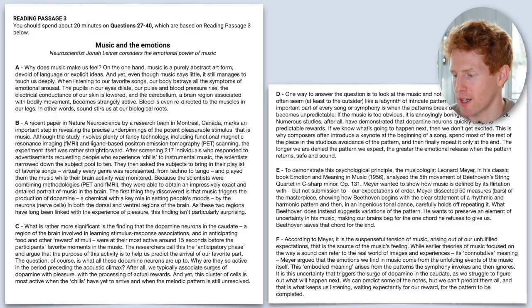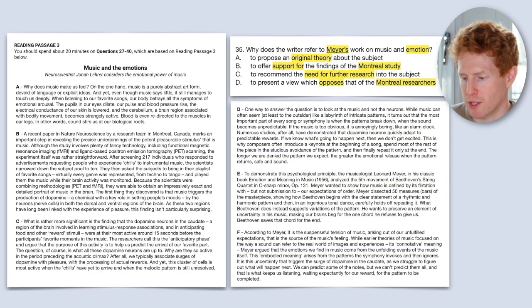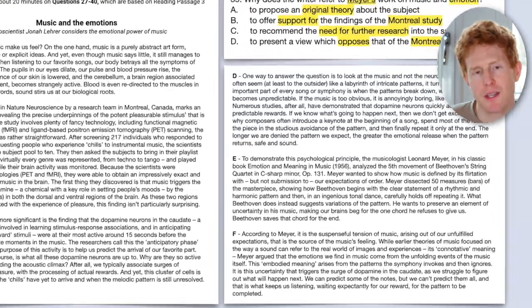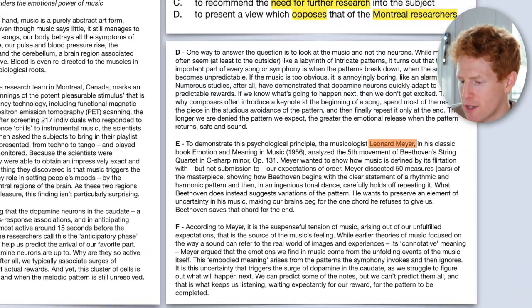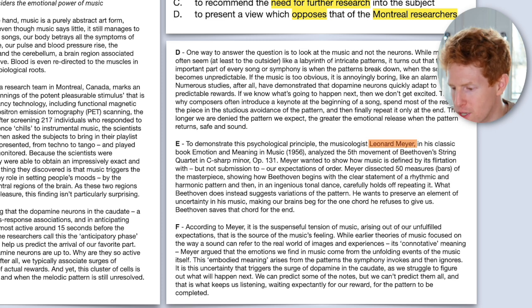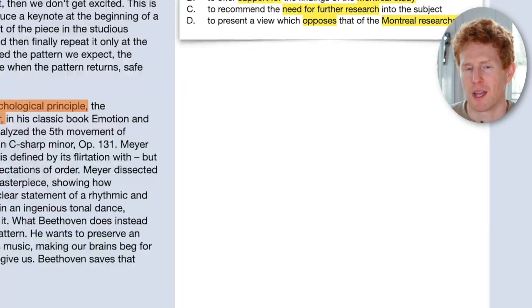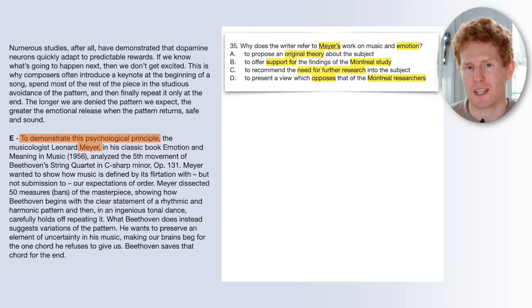So we're going to go back to our text and look at our multiple choice question, and at this stage we need to find information about Mayer. So we scan the text and we find this here. Now it says, to demonstrate this psychological principle, the musicologist Leonard Mayer. Now I think this phrase here is important. To demonstrate this psychological principle. The word this indicates that it's referring back to something earlier in the text. So we also need to read that section in detail. Let's do that together. Read the text and choose A, B, C, or D.